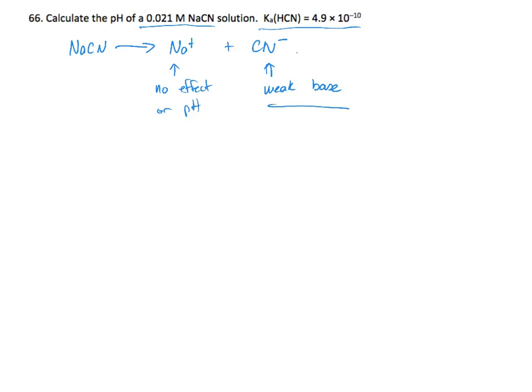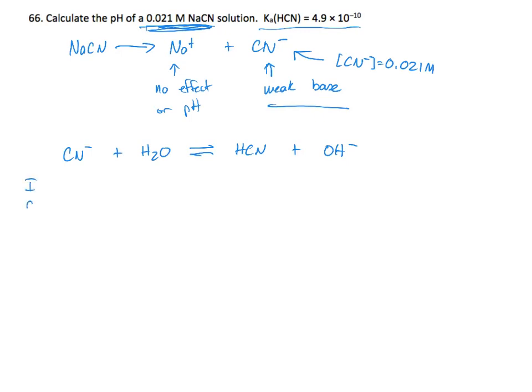Okay, so when this has dissociated, your concentration of CN- initially is 0.021 molar, which is the same as we have for our NaCN concentration. All right, so that cyanide is generated. It will react with water, establish an equilibrium to make HCN plus hydroxide. We have weak things on the left, so this is an equilibrium.